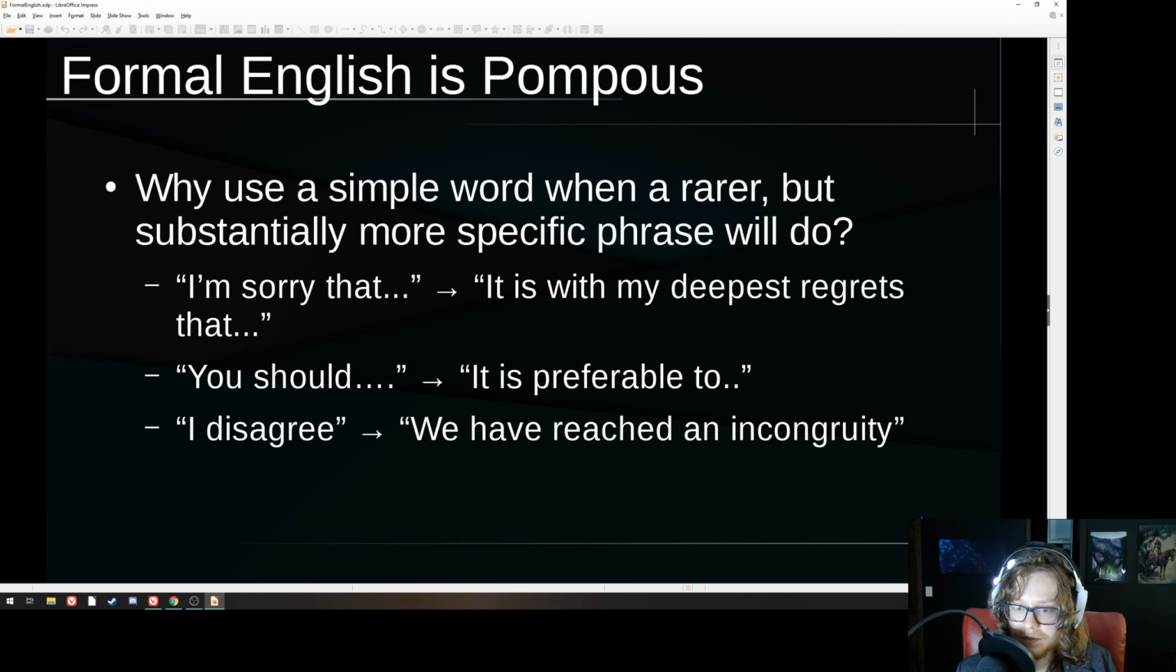Instead of you should, it is preferable to. Why should somebody? What does it mean to should? Right? What does it mean that someone should do something? Well, it is preferable makes more sense. The one option is better than the other. So whatever it is that's preferable is objectively better than the alternative. This is more specific. Instead of I disagree, we have reached an incongruity. Incongruity is a hard word. Not everybody knows what it means. But clearly, it's better than a simple disagreement. Now we have reached an incongruity.